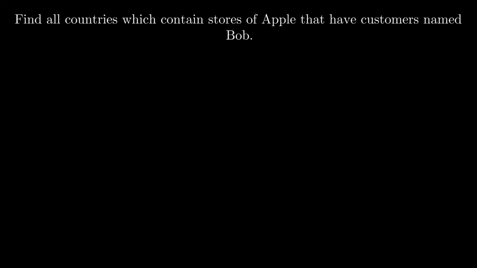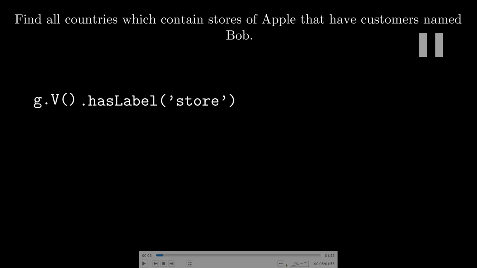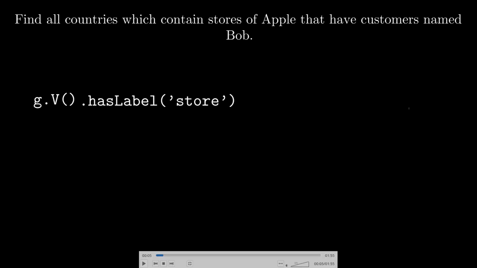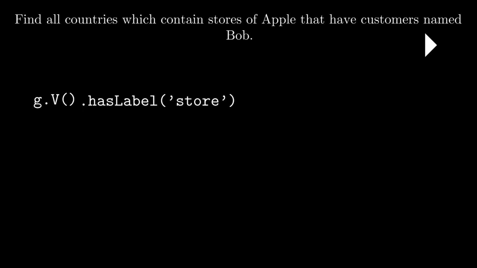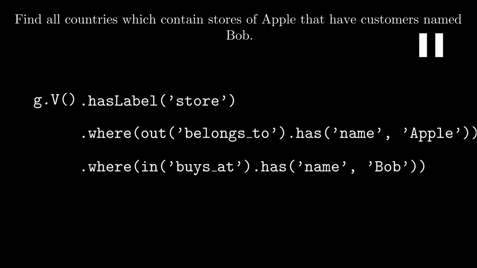How can we express a query like this in Gremlin? One way could be to have a look at the stores first. So we just do a lookup and take all the vertices that have the label store. And next we can exclude all those that are not part of Apple. Then exclude all stores that have no customers named Bob. And as a last step, look up in which countries they are.